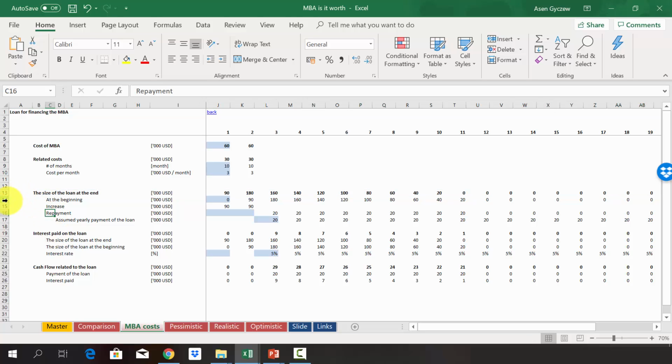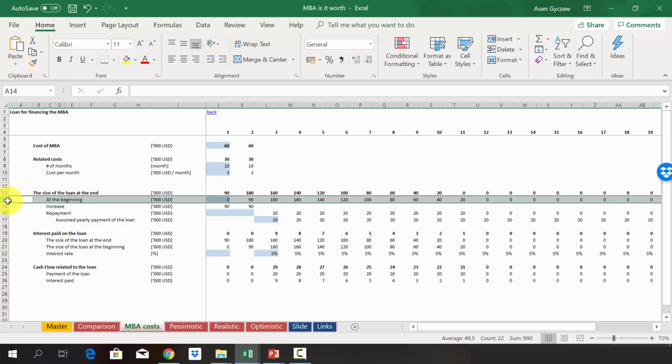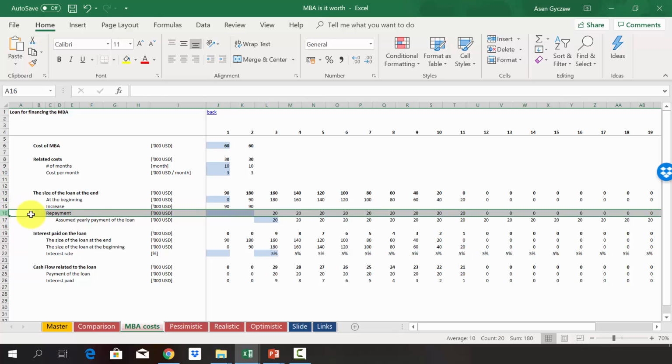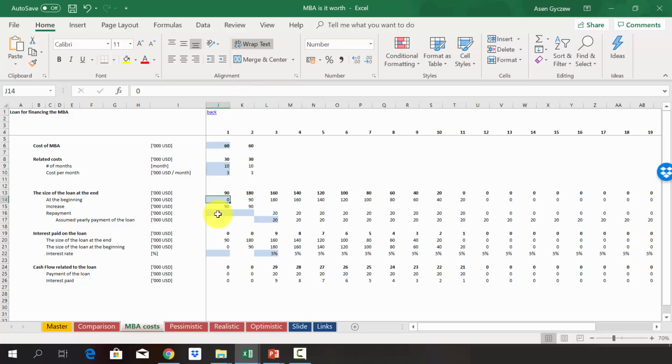And we calculate it by looking, first of all, at the size of the loan at the beginning, then whether it's increasing and whether we do certain repayments. At the beginning, obviously, in year one, it's zero. But then since we want to finance year one, we take a loan of $90,000 and we do this exactly in year two. And that's why at the end of year two, we have $180,000. Later on, we obviously start repaying it. So it's going gradually down. So it gets to 160 in year three, 140 in year four, and so on and so forth.